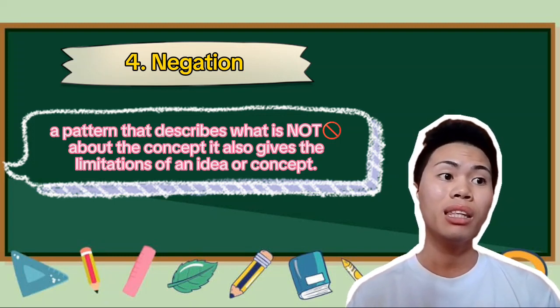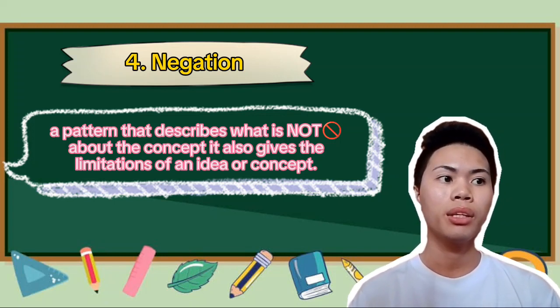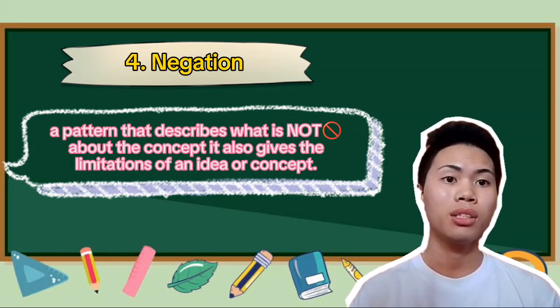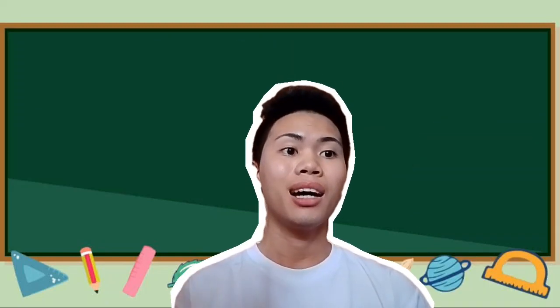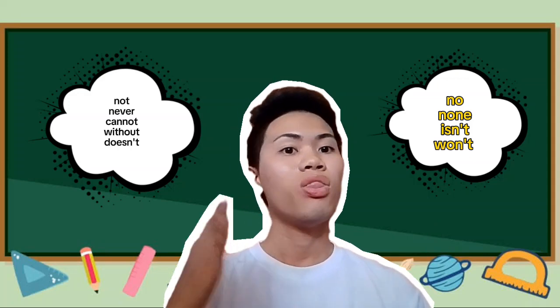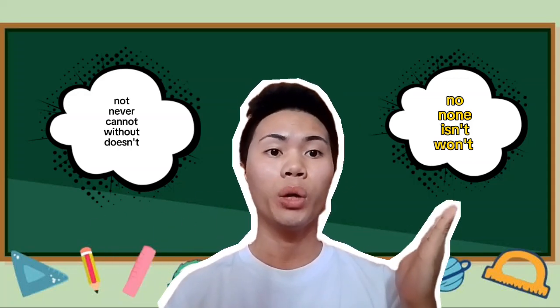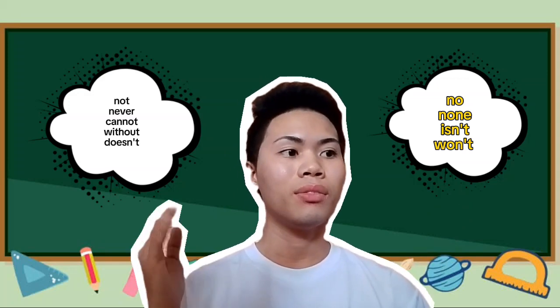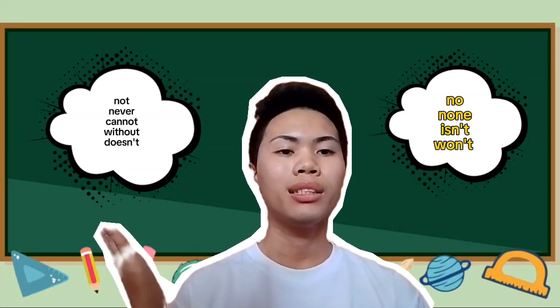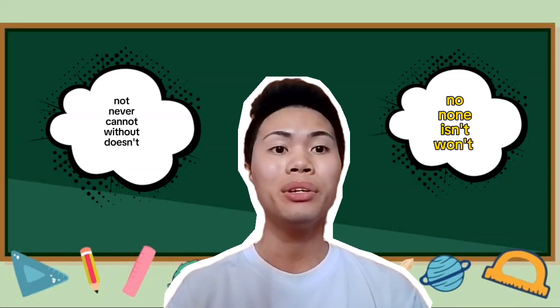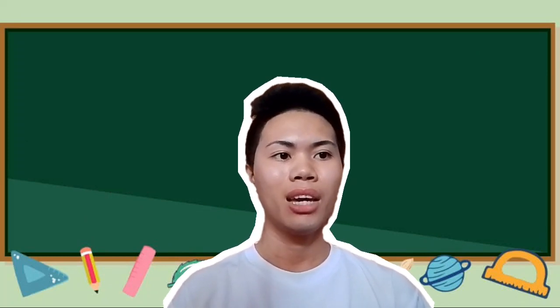In identifying negation, the words that indicate negations, for example, are not, no, never, none, cannot, without, isn't, doesn't, won't, and a lot more. Those are the examples of negations.